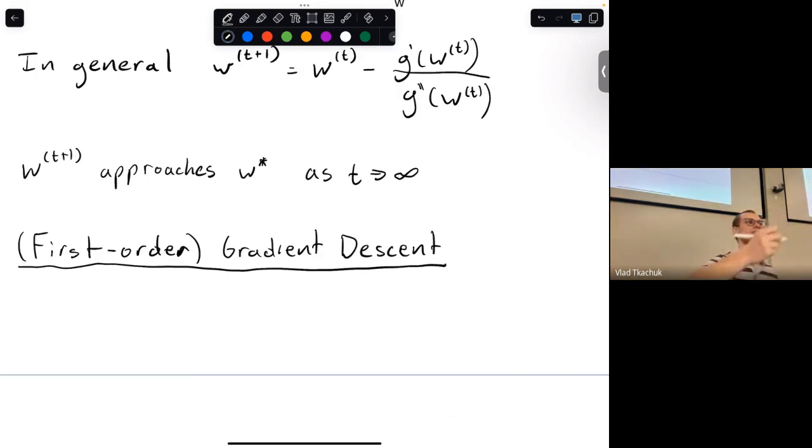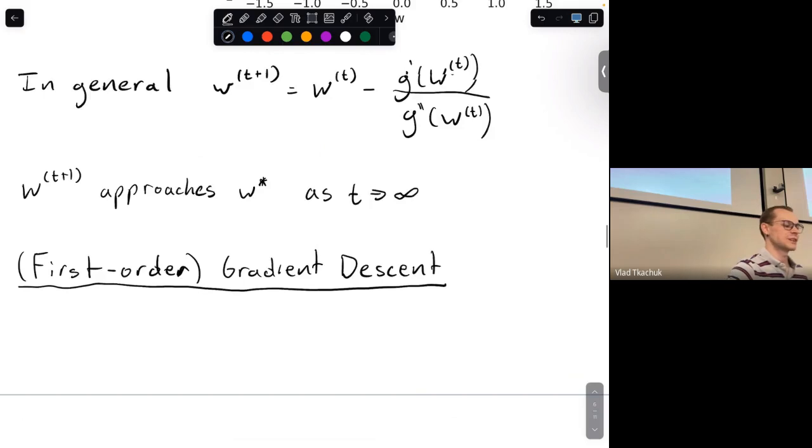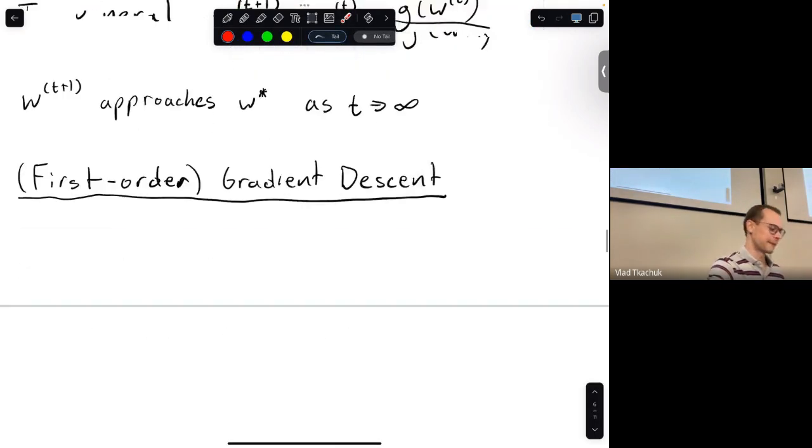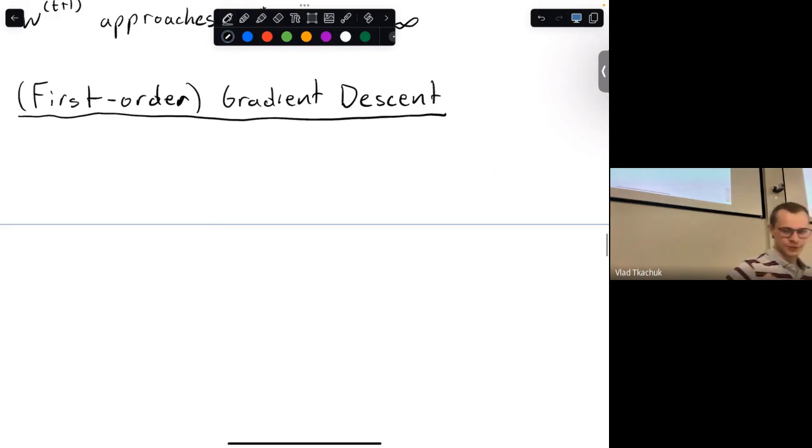The stuff before is to build some intuition about where things are coming from. But it turns out we're actually not going to be using this exact story and intuition about how to think about it. So there's this first order gradient descent. And what's the story?